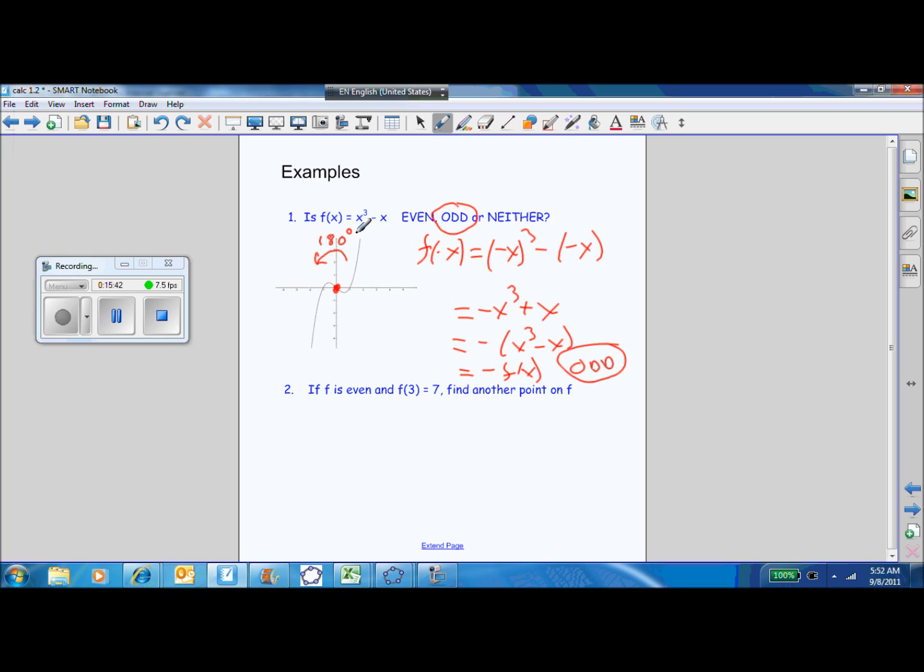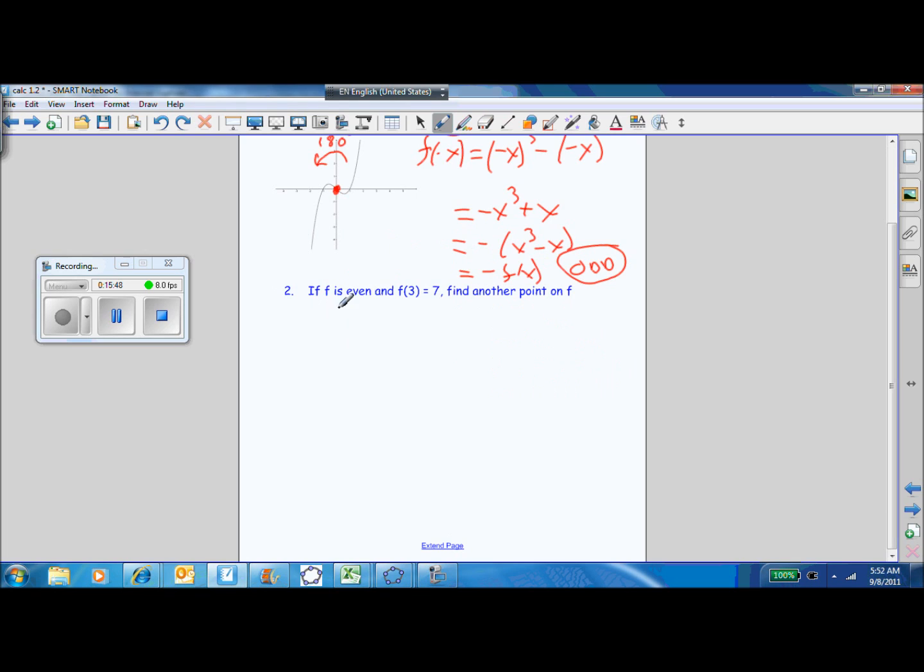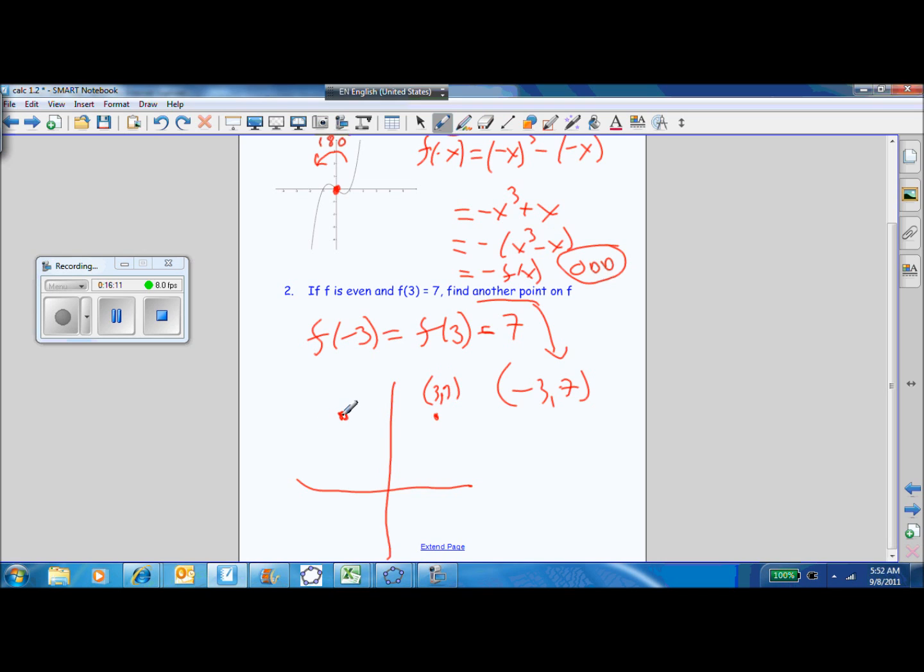Finally, if f is even and f of 3 equals 7, find another point on f. Well, it's even, so f of negative 3 should equal f of 3. So f of negative x equals f of 3, so that's equal to 7. So another point then is negative 3, 7. Essentially, we graphed 3, 7. And now here's negative 3, 7. The mirror image over the y-axis.